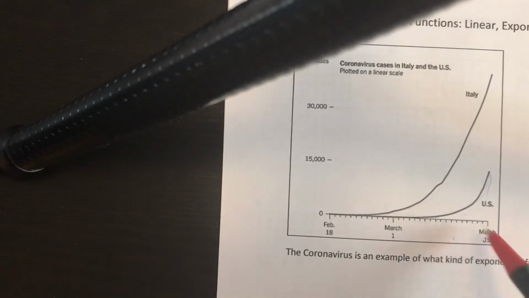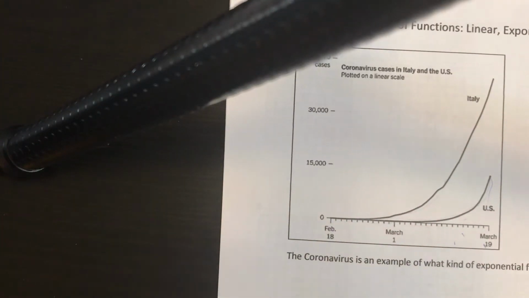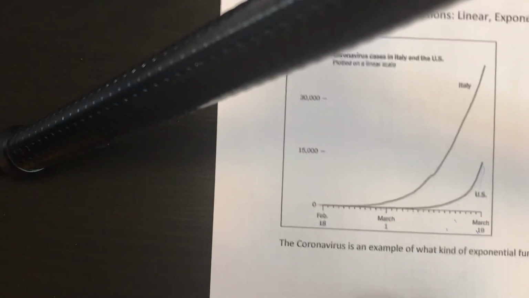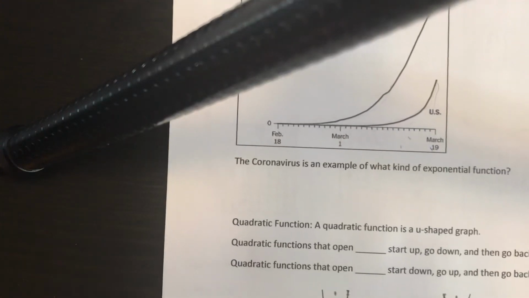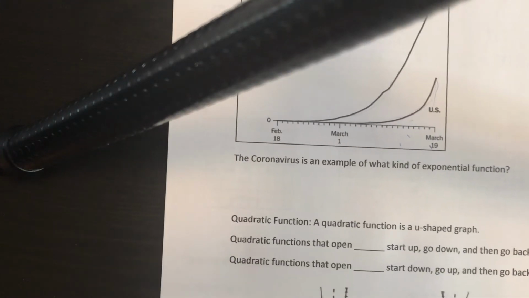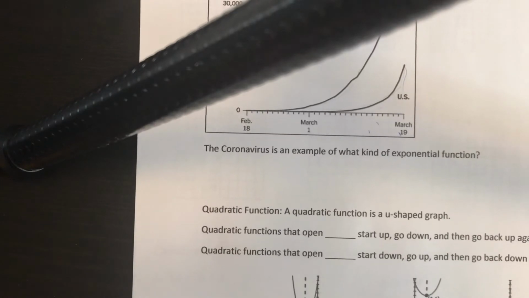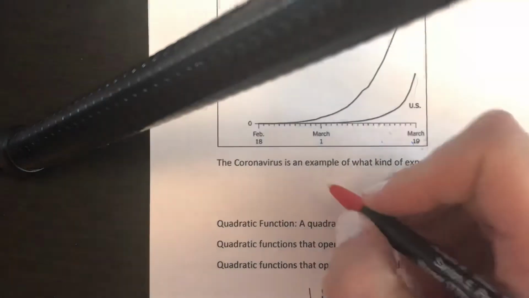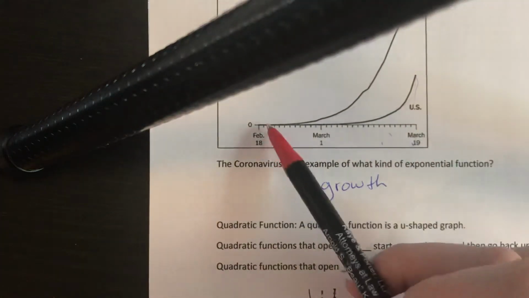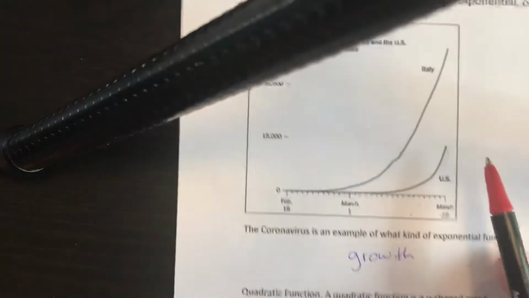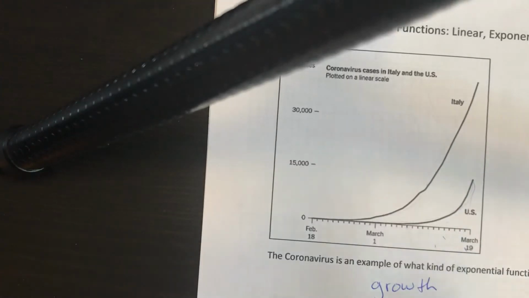I think we are. Okay, so there's a way to compare graphs and to see exponential graphs like this that are used every day in stuff like this. So let's answer this question together. The coronavirus is an example of what kind of exponential function, okay? It is an example of a growth function, okay, right? Because we're going suddenly up. We're increasing from left to right in that graph.